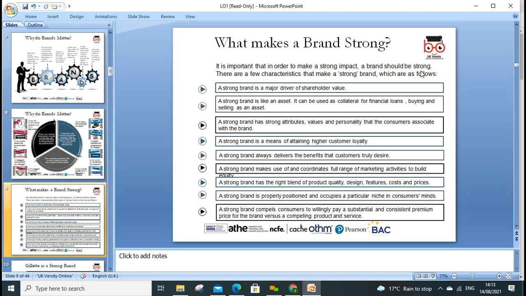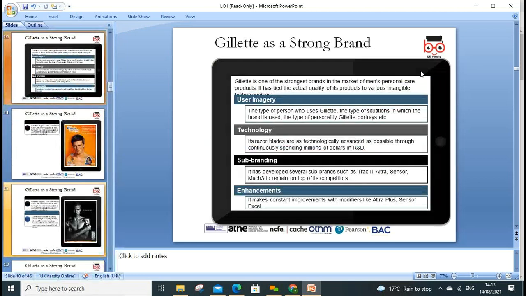The strong brand has strong attributes, values, and personality. A strong brand means attaining higher customer loyalty. A strong brand always delivers benefits to the customer. A strong brand coordinates a full range of marketing activity to build it, and has the right blend of quality, design, features, cost, and price. A strong brand has a position and occupies a niche, and compels consumers to be willing to pay for it. Okay, so think about Gillette and the brand. What do you think?